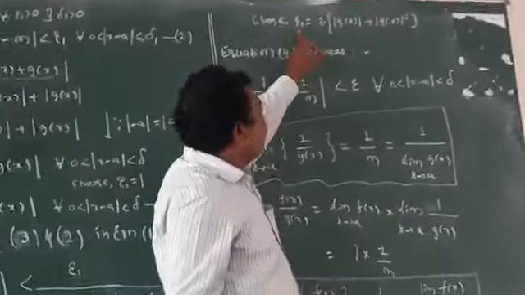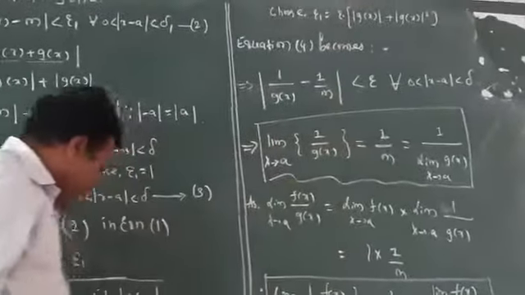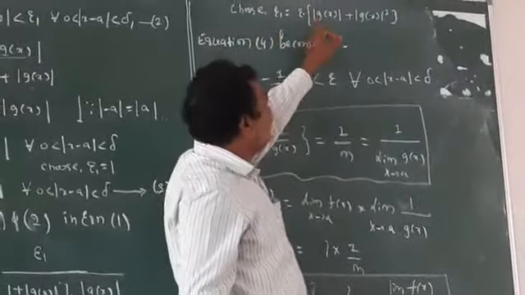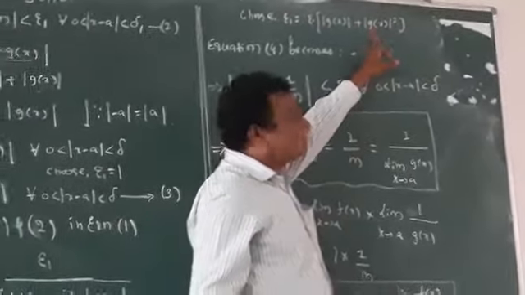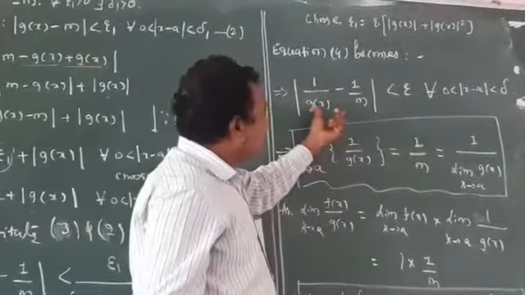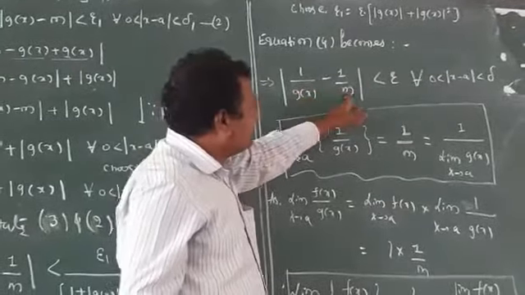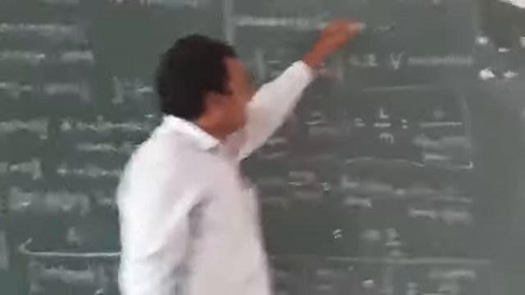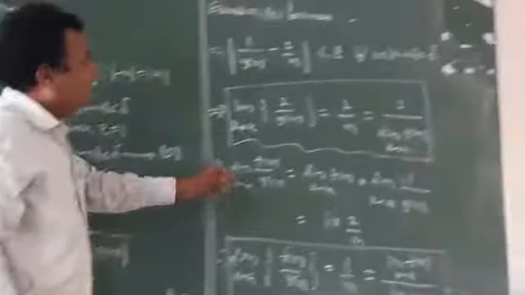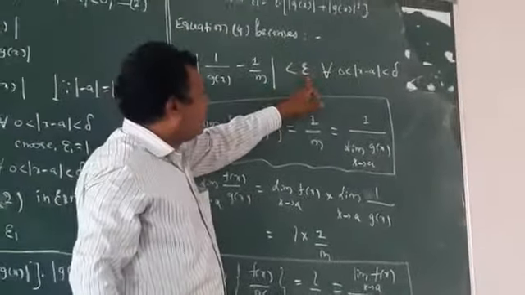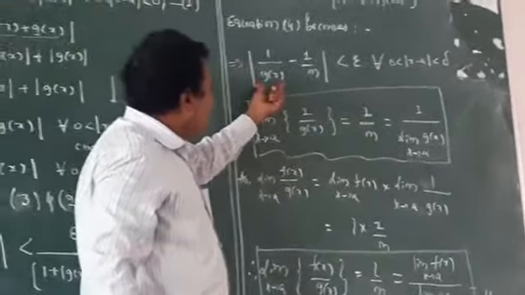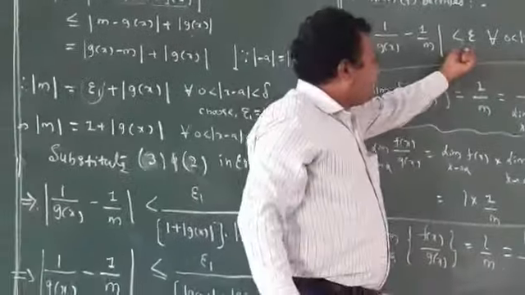So here you have to choose the value for epsilon 1. For this you have to choose the value of epsilon 1 equal to epsilon into modulus of g of x plus modulus of g of x whole square. Then equation 4 becomes, on substituting that value, so this is LHS, that should be less than epsilon, because the numerator and denominator terms get cancelled. So modulus of 1 divided by g of x minus 1 by m is less than epsilon.